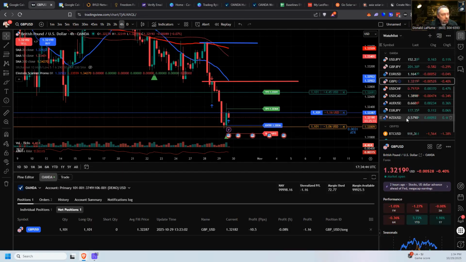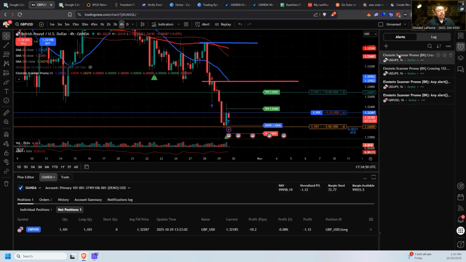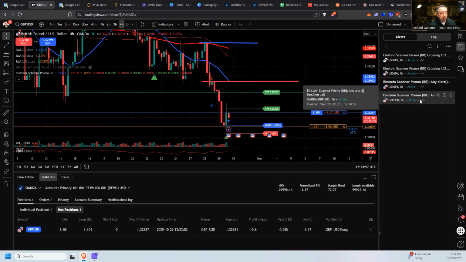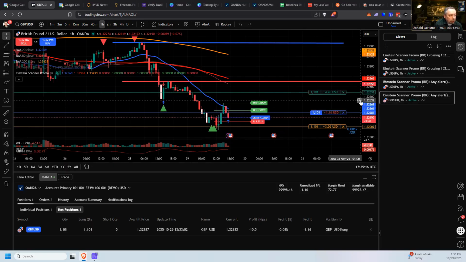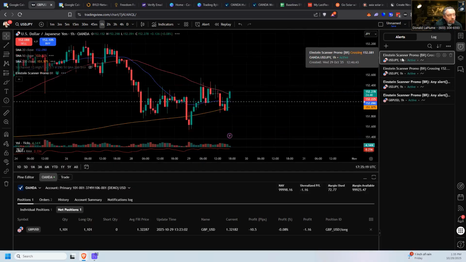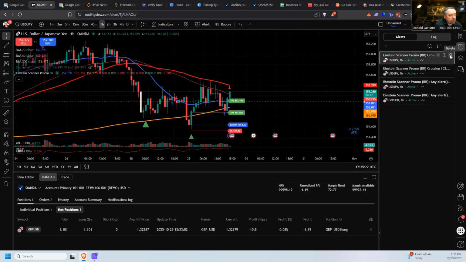So this is my watch list, and over here I have a little clock. If I click on that, these are the alerts that I've set up so far. Just to look at this particular one, this is on the 1 hour for Einstein, and basically any alert is what I'm looking for. Any alert that Einstein gives, I want to know about it. So let's go to the British pound, this particular alert. I'm sorry, was that this one? That was this one. So I'm on the 1 hour.